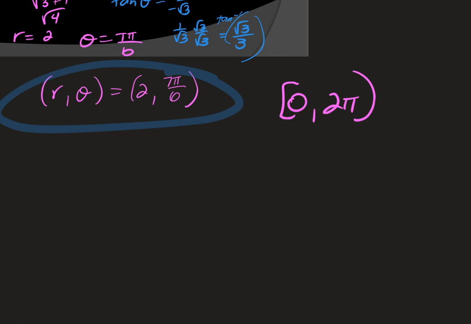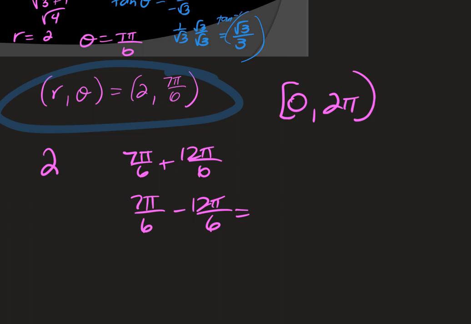I don't want anything bigger than 2 pi. I don't want anything less than 0. So if I keep the r and I take 7 pi over 6 and I add 2 pi, which would be 12 pi over 6, it's going to be way too big. Keep the r, subtract the 2 pi. 7 pi minus 12 pi gives me -5 pi over 6, and that's too small, right? It's less than 0. So I don't want either of those.